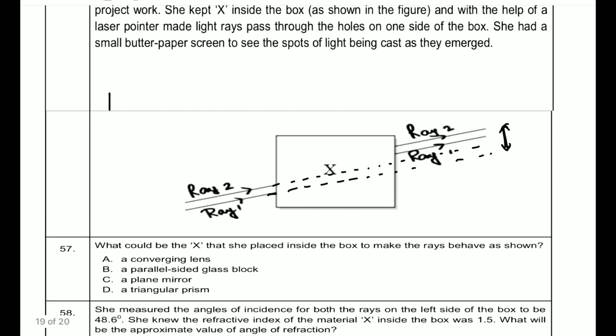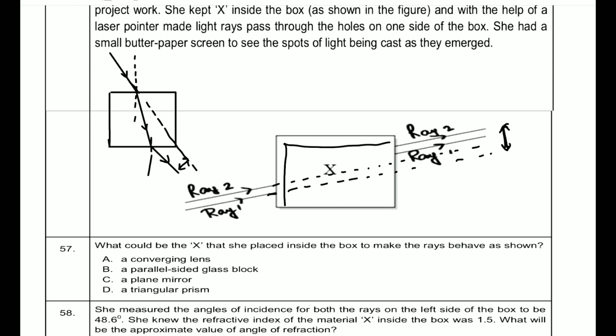So we have studied, let's say I have a glass slab like this. Let's say this is your incident ray, this is your normal, right? And then it will bend because it is a glass medium, and then again normal, and it will come back like this, right? So you can see here also it is laterally shifted. So basically my guess is that inside this box I have a glass slab.